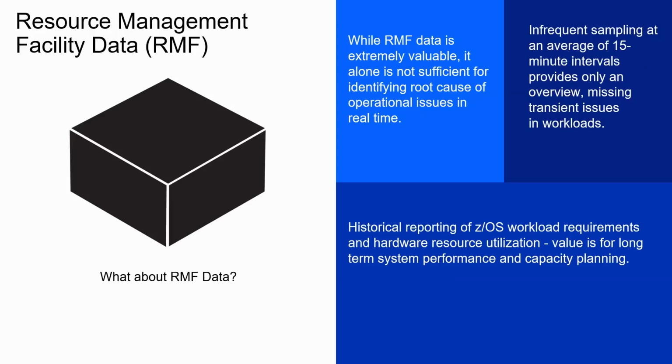For a number of years, we've had RMF data available to us, and this is an extremely rich source of data, but it's really not beneficial for or sufficient for identifying root cause of operational issues. And one of the biggest reasons for that is the very infrequent sampling of RMF. If we're looking at 15-minute intervals of time, any of those small transient performance issues that might occur during a 5-second window during that 15-minute interval will just get summarized out within that entire period of time. So we really miss those very short transient issues.